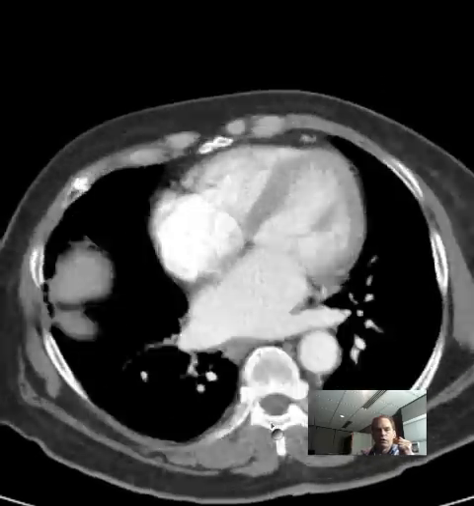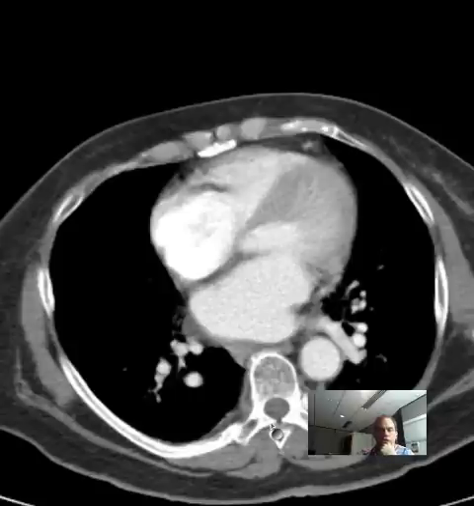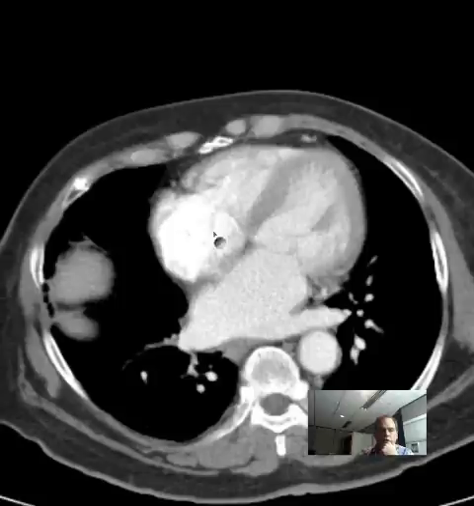Okay, so here we are at the lower chest level. Here you see the heart. This is the right atrium, right ventricle, left atrium, left ventricle. If you're ever unsure, remember the left ventricle is your home plate, home base, and it has the thick myocardium that the right ventricle doesn't have, and neither do the atria, of course.